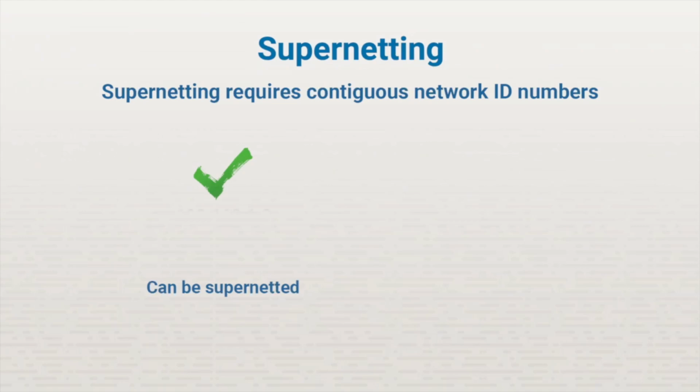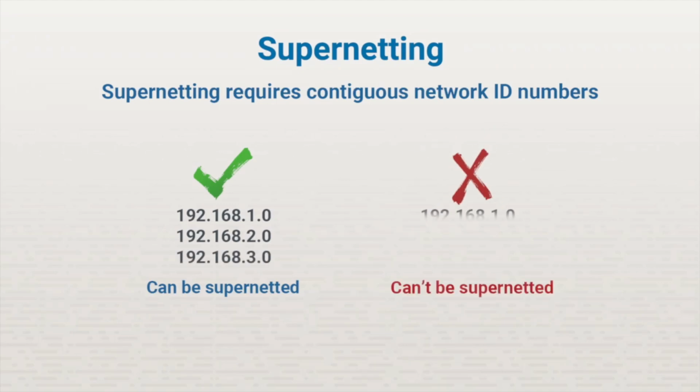For example, we can supernet the networks 192.168.1.0, 2.0, and 3.0 because they're contiguous. But if our networks were 192.168.1.0, 4.0, and 5.0, we wouldn't be able to supernet all 3 of them together because they're not contiguous.